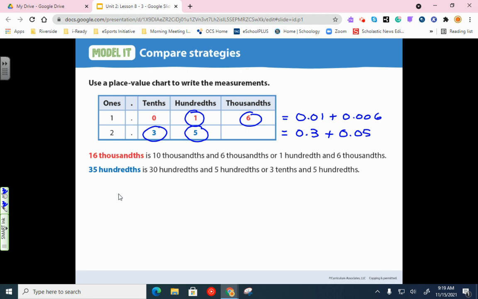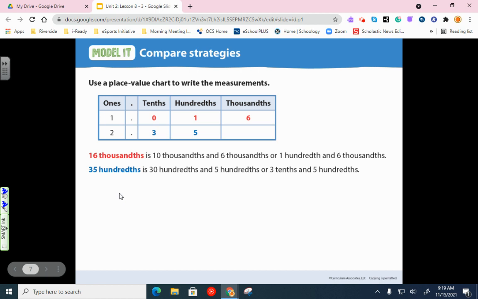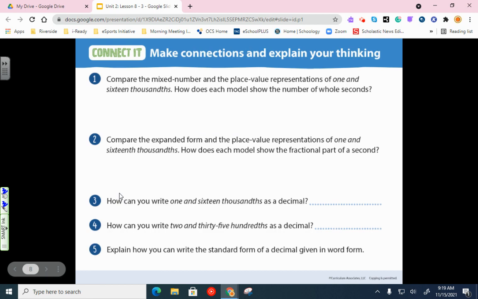All right, so we've got that. Now let's look at the notes on the next page. Compare the mixed number and the place value representations of 1 and 16 thousandths. There's our 1, and there's 16 thousandths. That's our mixed number version.